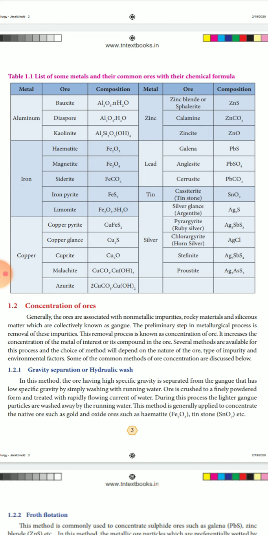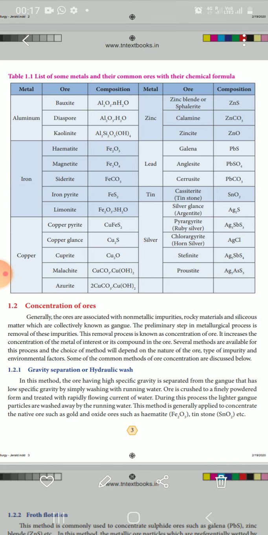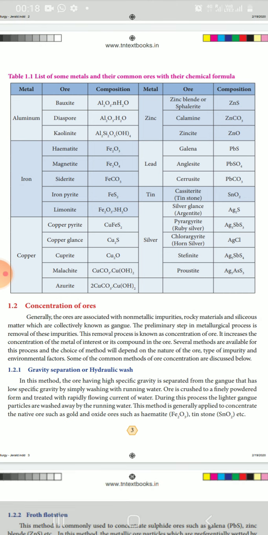The preliminary step in the metallurgical process is removal of these impurities. Preliminary means first we remove the impurities. What is the step we are going to use to remove these types of impurities? This removal process is known as the concentration of ore. It increases the concentration of the metals of interest or their compounds in the ore.